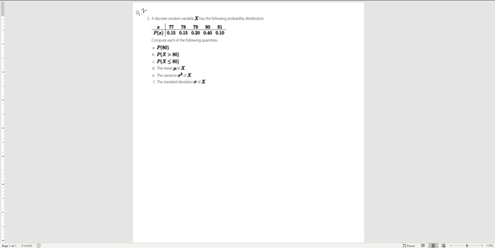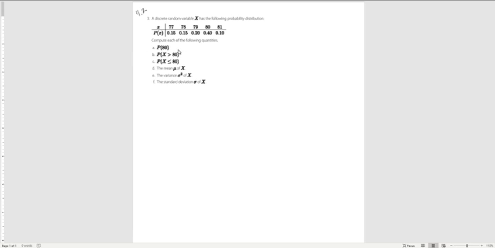Here we have problem number 4.2.3, chapter 4, section 2, question number 3. A discrete random variable x has the following probability distribution. x can take on the values 77, 78, 79, 80, and 81, and the probability of each of those is listed. The probability for 77 is 0.15, 78, 0.15, etc. Compute each of the following quantities.